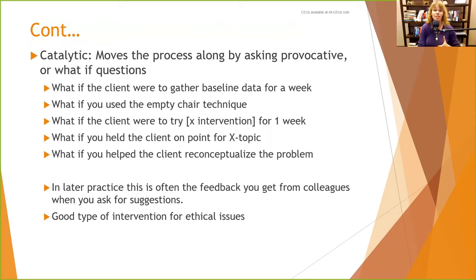What ifs are also great feedback interventions, whatever you want to call them, for ethical issues. You know, when a client comes in and says they want to give you a hug, is that ethical? What if a client came in and did this? How would you handle it?